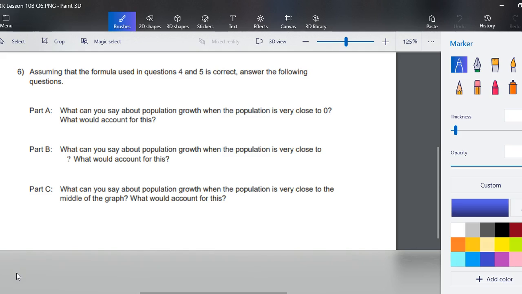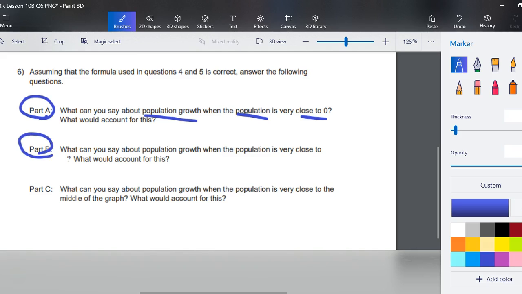Looking at question 6, it says, assuming that the formula used in questions 4 and 5 is correct, answer the following questions. Part A, what can you say about the population growth when the population is very close to 0? And what would account for this? It could be that if the population size were very close to the left edge, then the growth is relatively small due to the limited number of opportunities for breeding.